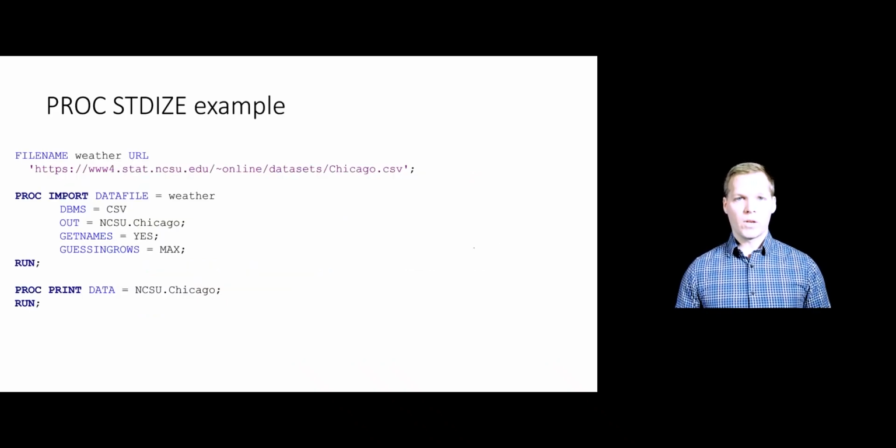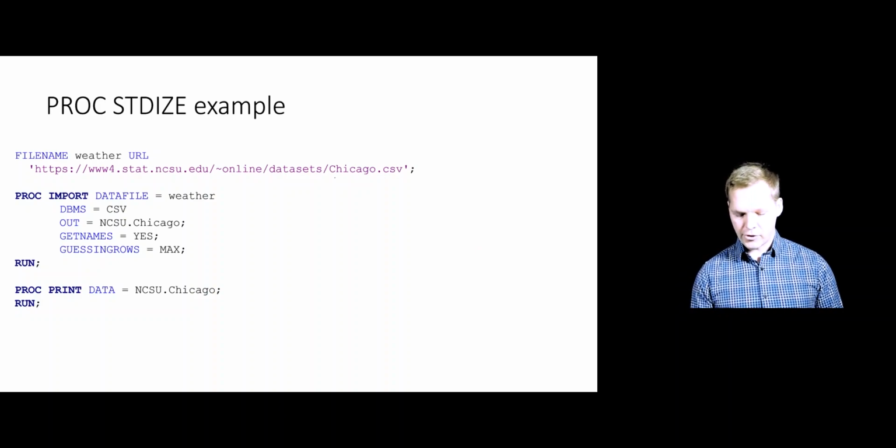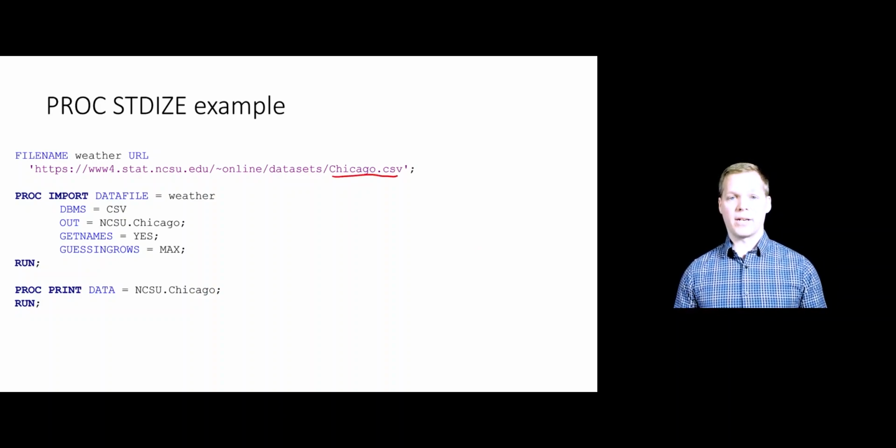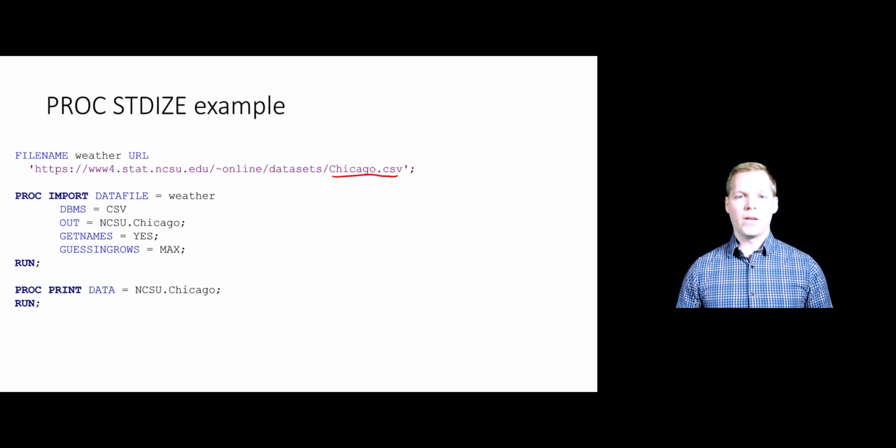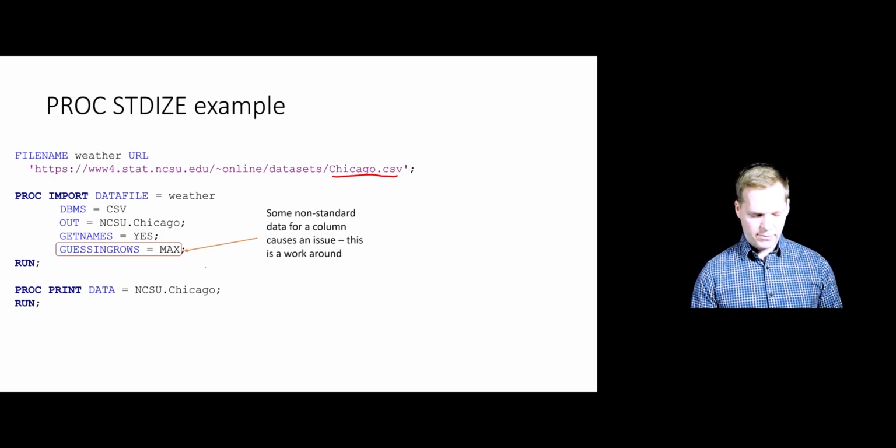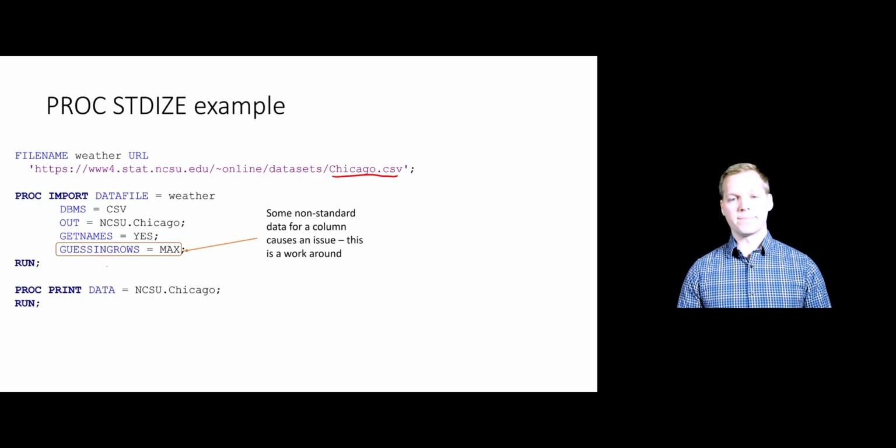Here's a quick example. We might want to read in some data on weather. So this is a data set called chicago.csv that's available online. So we're going to pull it from a URL. We're going to read it in with PROC IMPORT to our NCSU library as a data set called Chicago. You might notice one new statement here that we didn't have before, this GUESSINGROWS=MAX.